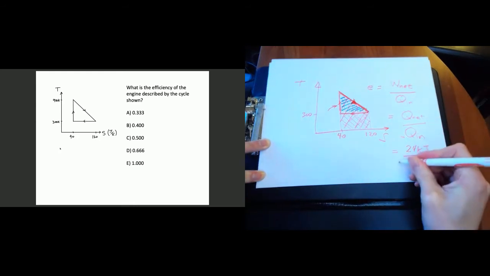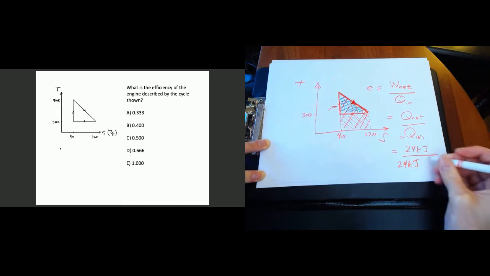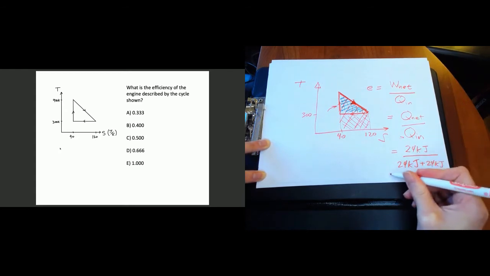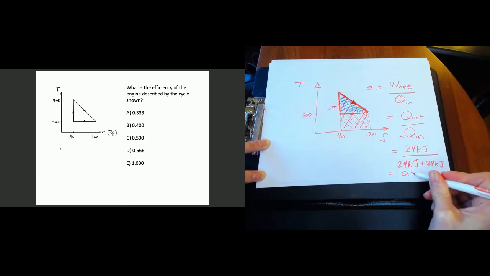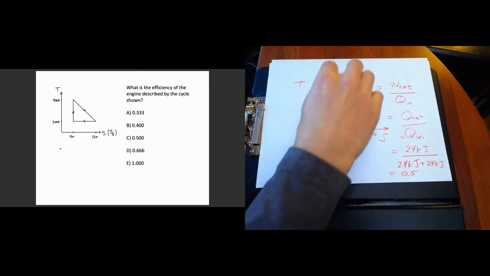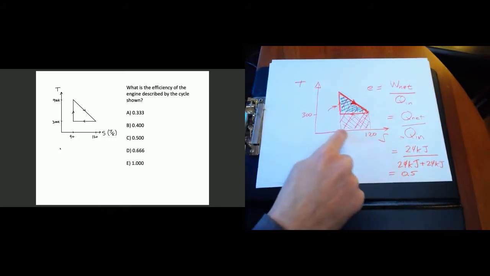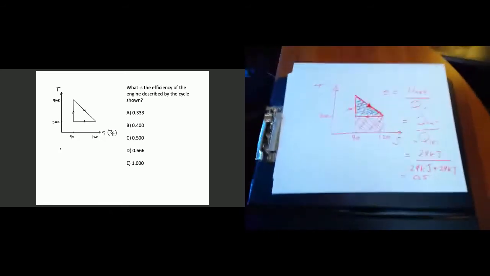Plugging in the numbers, that area is the area of our triangle, 24 kilojoules, plus the area of the rectangle, which is 80 times 300, or also 24 kilojoules. And so the final answer is simply 0.5. The efficiency is 0.5 because the area of the triangle is half of the total area under our top curve there.